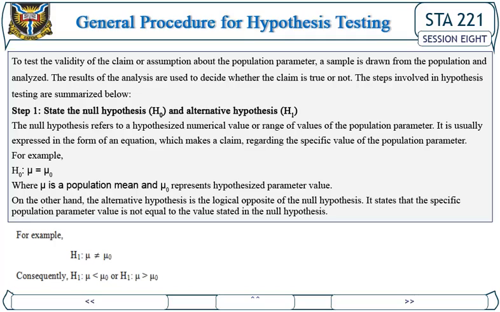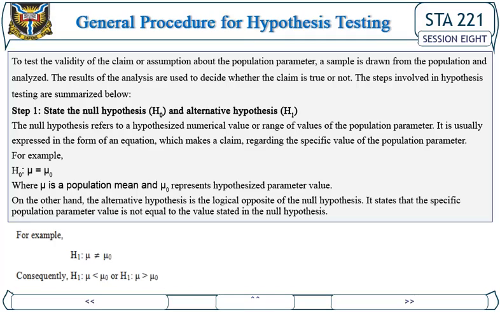General procedure for hypothesis testing. To test the validity of the claim or assumption about the population parameter, a sample is drawn from the population and analyzed. The results of the analysis are used to decide whether the claim is true or not. The steps involved in hypothesis testing are summarized below. Step 1. State the null hypothesis H0 and alternative hypothesis H1.